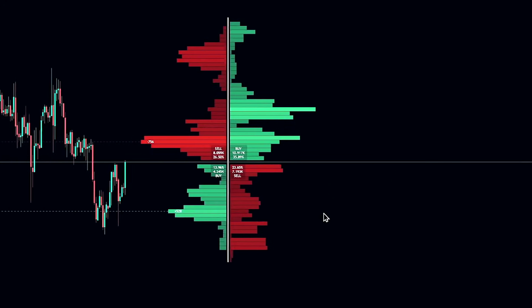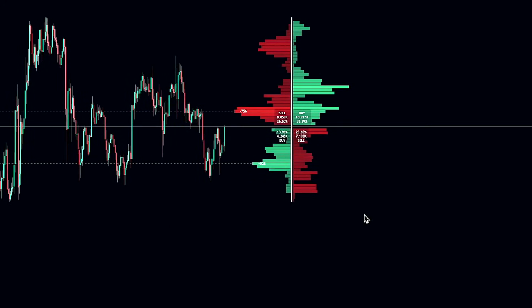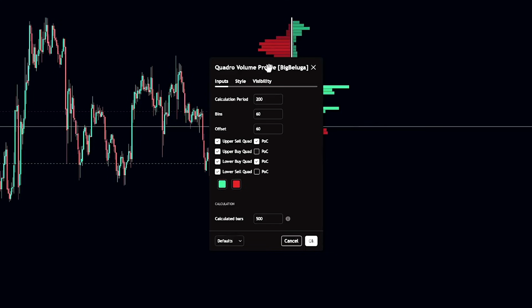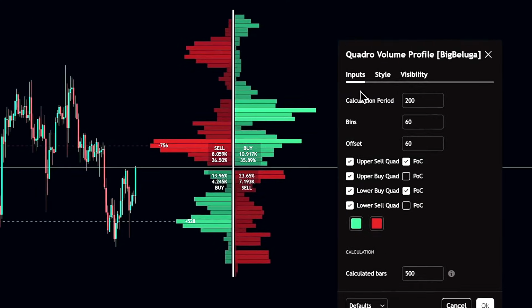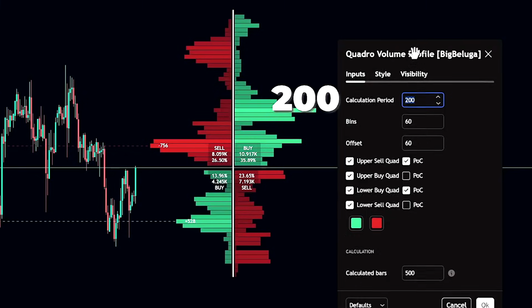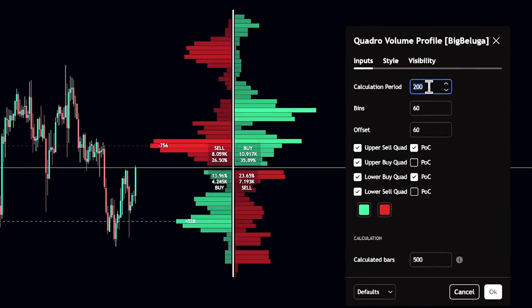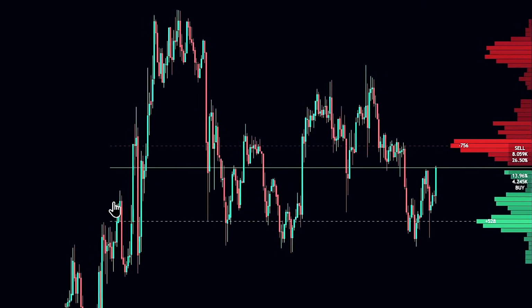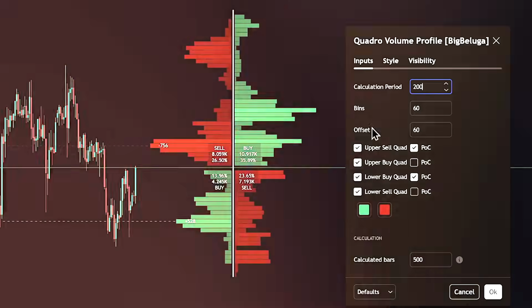Now let's jump into the settings and see how customizable this indicator really is. Under the Inputs tab, the first setting you'll see is the calculation period, which defaults to 200. This defines how many historical candles are used to calculate the volume data. I'm not going to change this value.